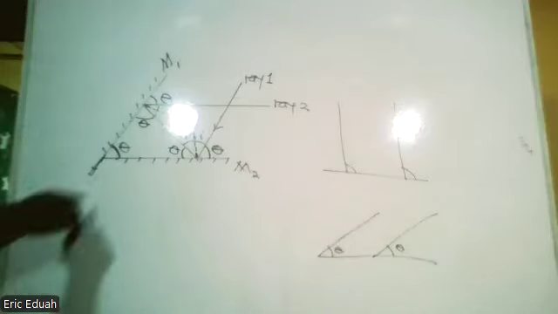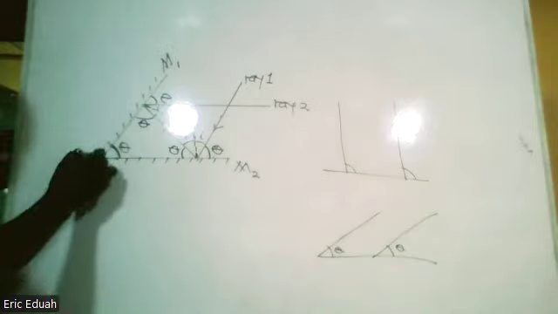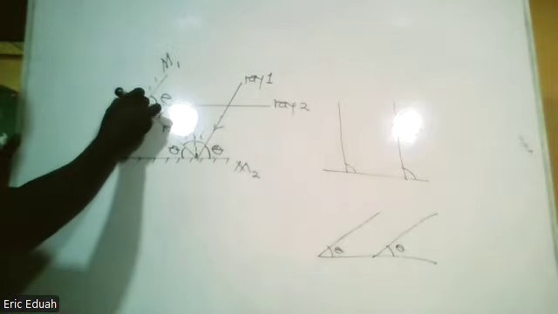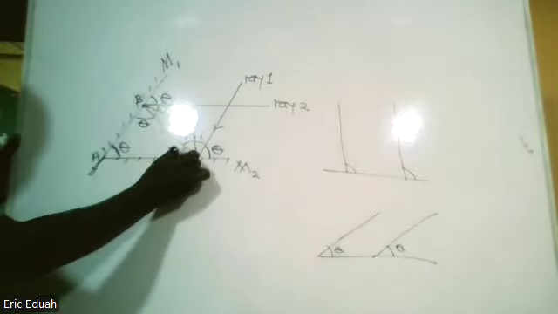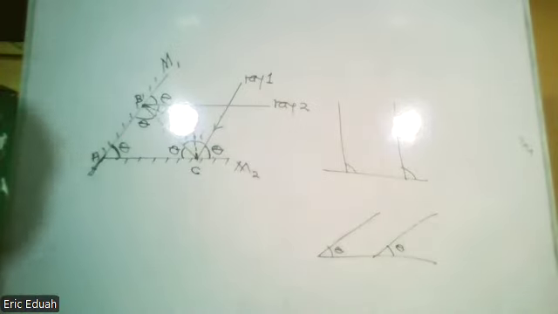So I have this triangle A, B, C with interior angles being equal to theta, and then that.